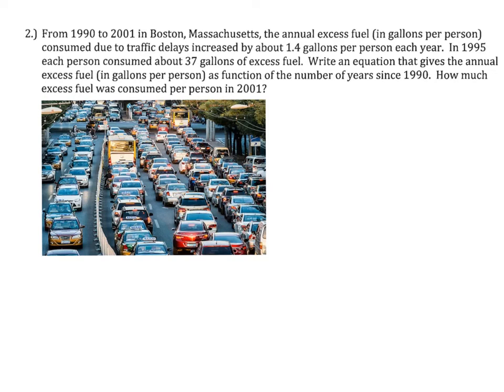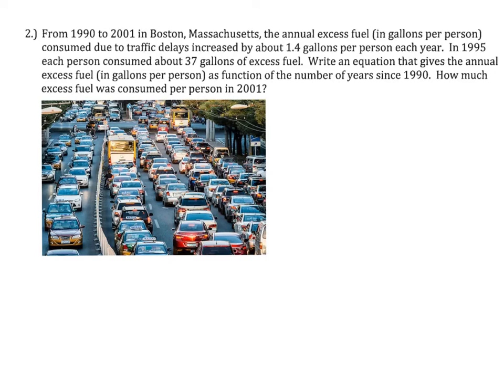Let's take a look at example 2. From 1990 to 2001 in Boston, Massachusetts, the annual excess fuel in gallons per person consumed due to traffic delays increased by about 1.4 gallons per person each year. In 1995, each person consumed about 37 gallons of excess fuel. Write an equation that gives the annual excess fuel in gallons per person as a function of the number of years since 1990. How much excess fuel was consumed per person in 2001?